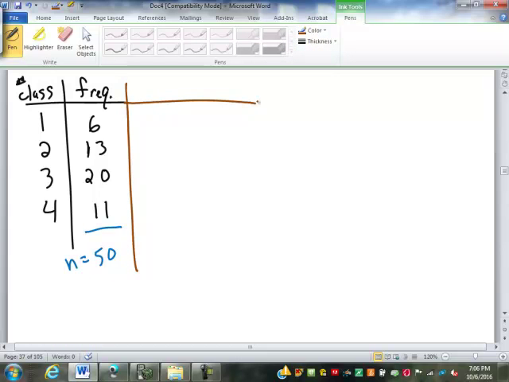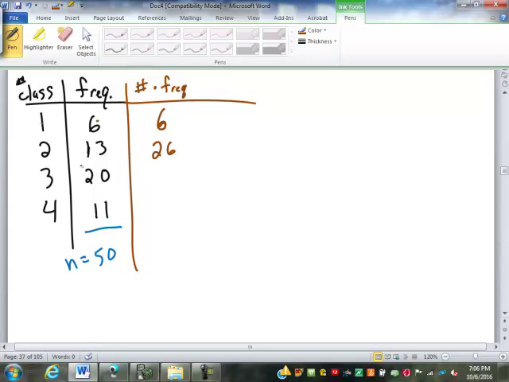The first step in finding a standard deviation is always to find the mean. So how do we find the mean? Do you remember? The value times the frequency, right? So that's 1 times 6, which is 6. What that's saying is there are 6 ones, so that gives us a total value of 6. 2 times 13 is 26. That's saying there's 13 2's, which would add up to 26.